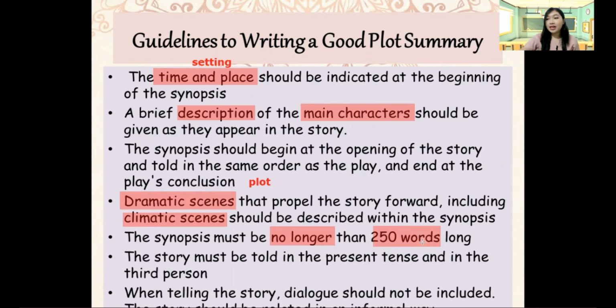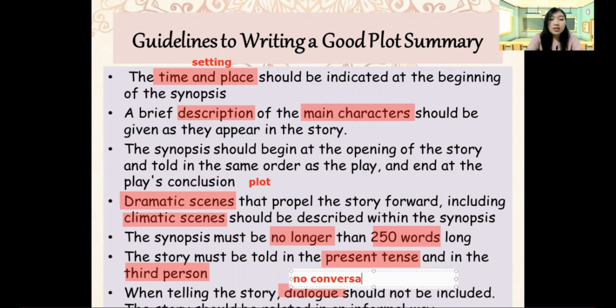And for the next guideline, the story must be told in the present tense and in the third person. So again, present and not past or future tense. And also, we need to use the third person point of view when writing or telling a story. That means there must be some narrator telling how the story progresses and not one of the characters in the story. And for the last guideline, when telling the story, the dialogue should not be included. So again, there must be no dialogue or conversations in the story.